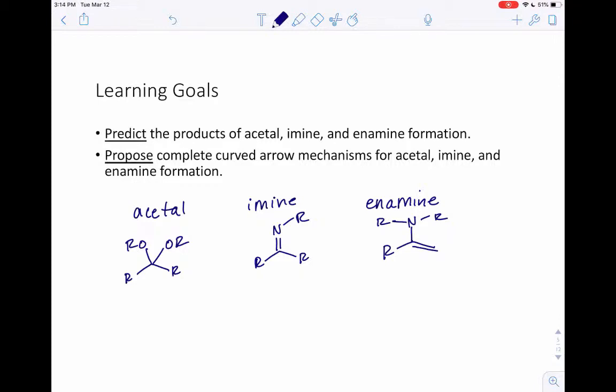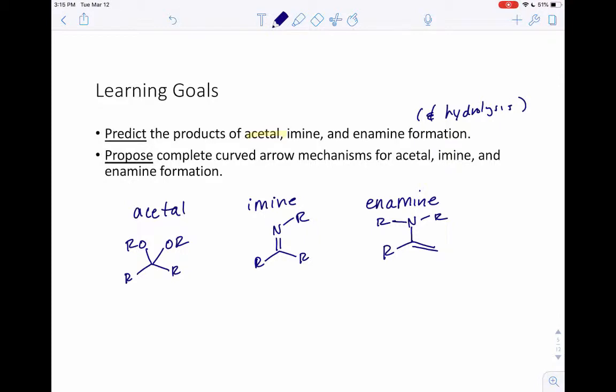Time to get prepared to learn about three extremely important functional groups: acetals, amines, and enamines. We want to learn all about their formation and actually their destruction, aka hydrolysis. We'll get to that later. And we want to be able to know how to make them and when to use them in synthesis. But before we can even deal with that, we need to set the stage.